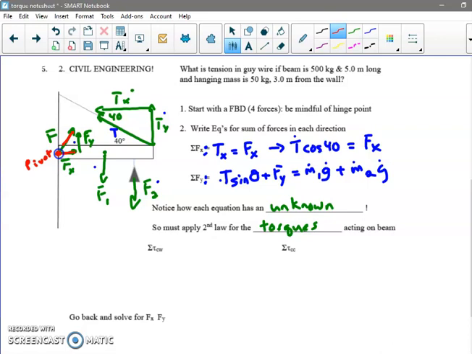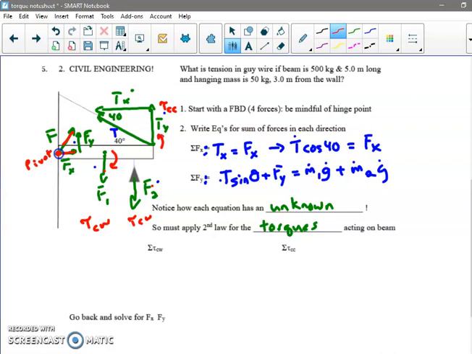Is there a torque due to F1? Yes. It's trying to rotate it this way, so that's clockwise. F2 is also a clockwise torque. And so why isn't it rotating clockwise? Because Ty is giving us a counterclockwise torque, right? In other words, it's trying to rotate it up this way about the pivot.